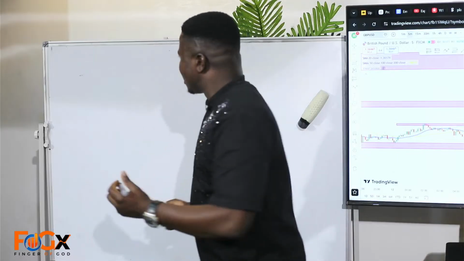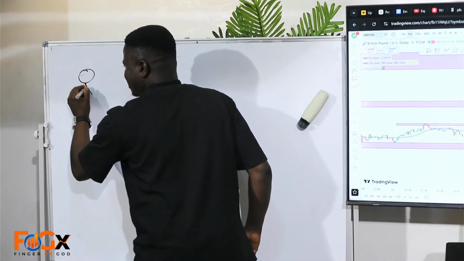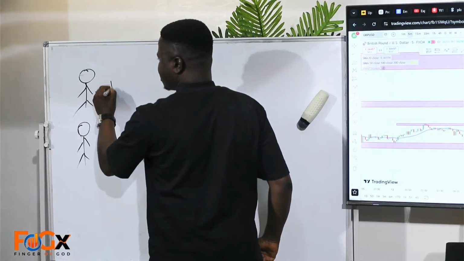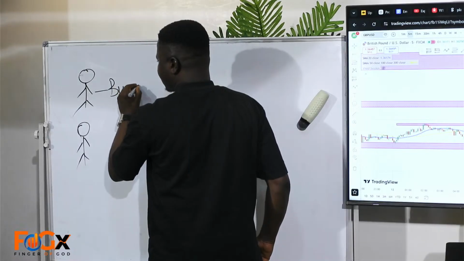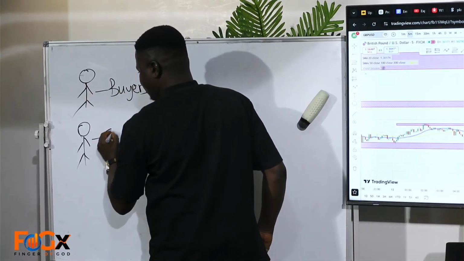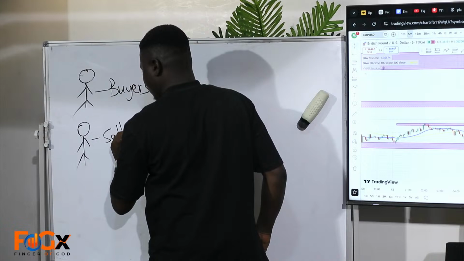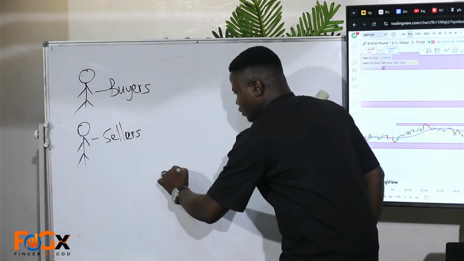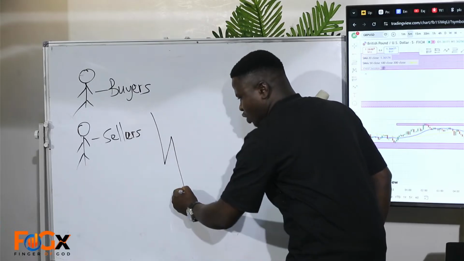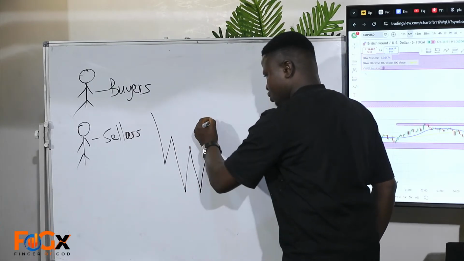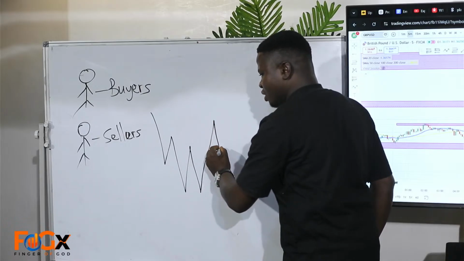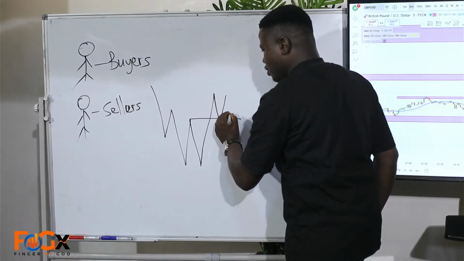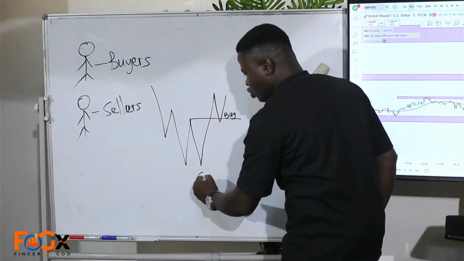Why? Because there are participants in the market. Okay, so this was what happened. Then we are waiting for price to come here so we can buy here and put our stop loss here.